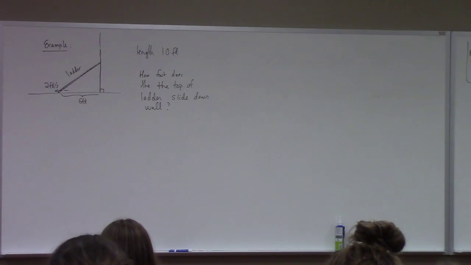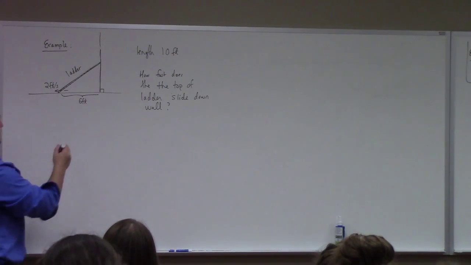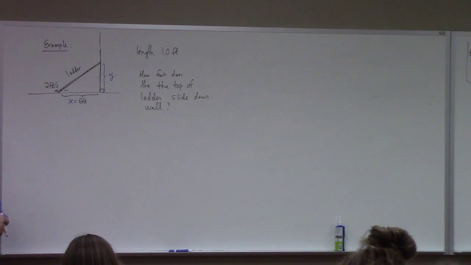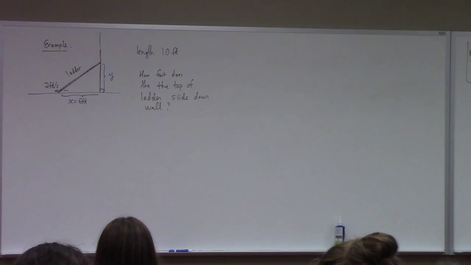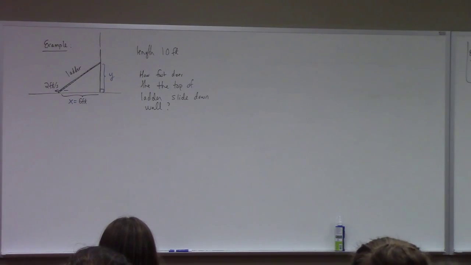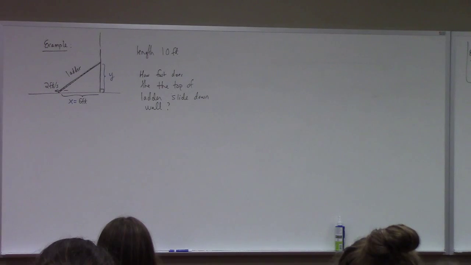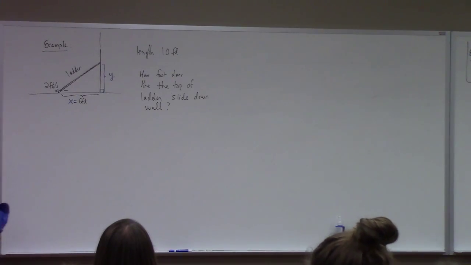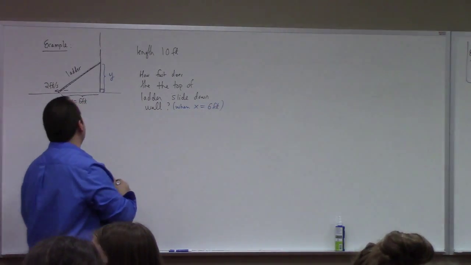So we need to invent some labels for things in this problem, right? Let me suggest that we use x for this distance here. And let me suggest that we use y for that distance there. All right? So x and y in this problem are functions of time. Right? X is not fixed at 6. We should think about x varying. Right? X equal to 6 is the point at which I'm asking the question: how fast does the top of the ladder slide down the wall, parentheses, when x is equal to 6 feet. All right, so there's the problem.